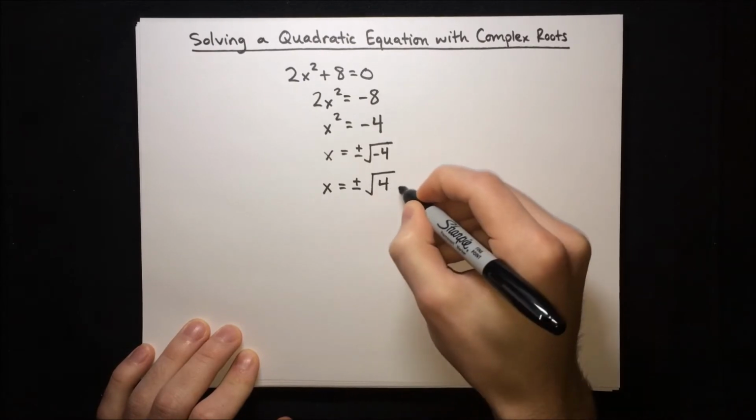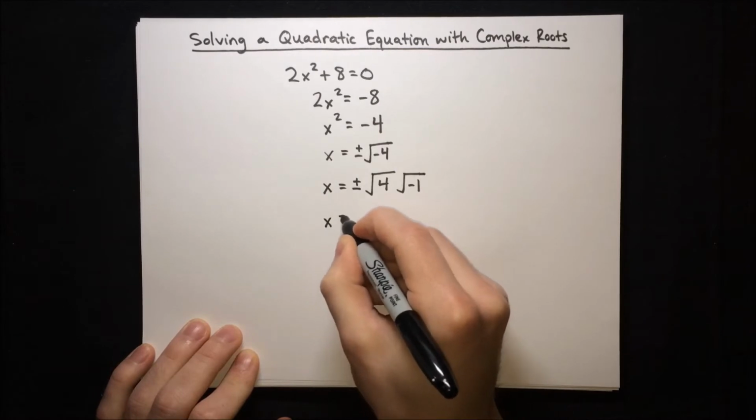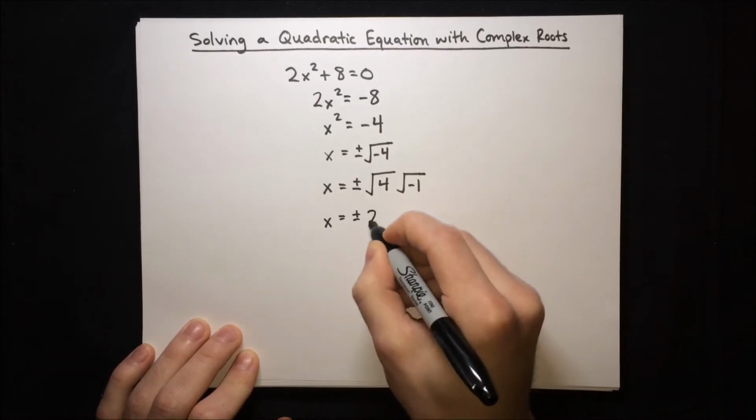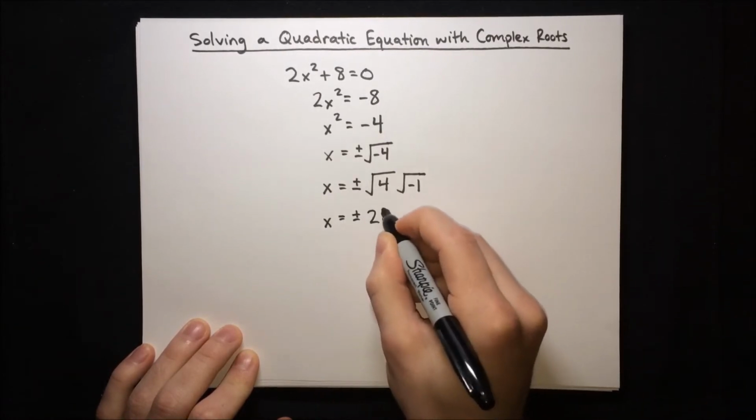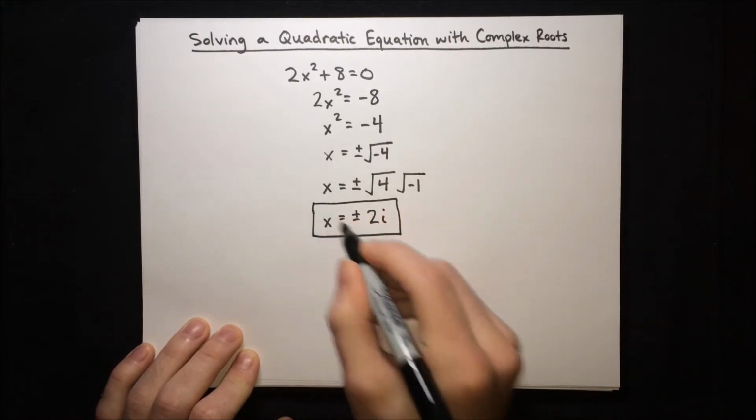root 4 times root negative 1. And then root 4 is just 2, and root negative 1 is i. So that's our solution. x equals plus or minus 2i.